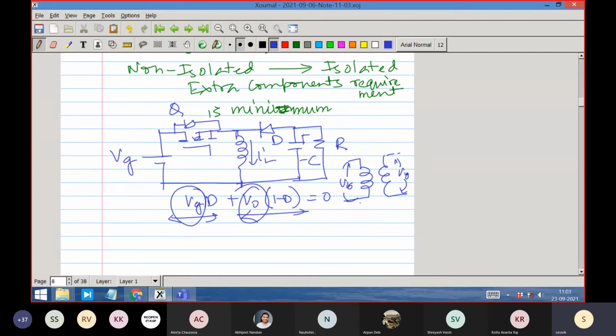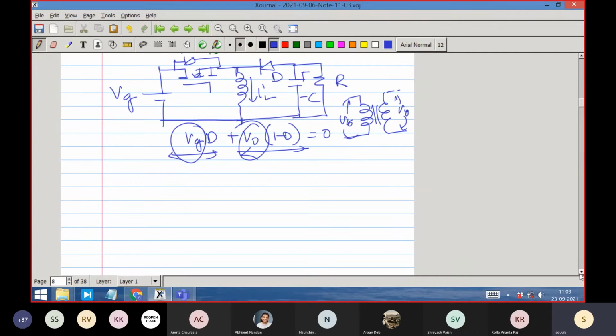Two coils can easily be brought in, because one time I can say that VG is with respect to one reference, and another time I can say that V naught is with respect to another reference, and still the volt second balance will hold true. So let us draw that way. Let us draw this inductor as two inductors. We call it split inductors, right? Not split inductors, coupled inductors. We can easily couple them into two coils. It is basically the same inductor, but we are coupling them.